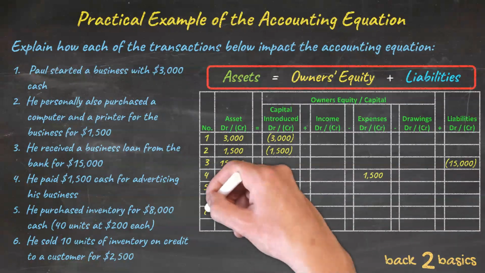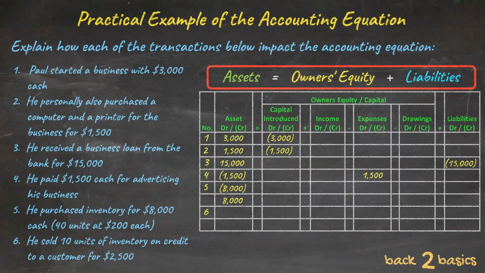And the last transaction, number 6, he sold 10 units of inventory on credit to a customer for $2,500. So with this transaction, we need to be careful because there's 2 parts to it. 1, the sale that took place, and number 2, the inventory that reduced because of the sale. And we need to account for both.